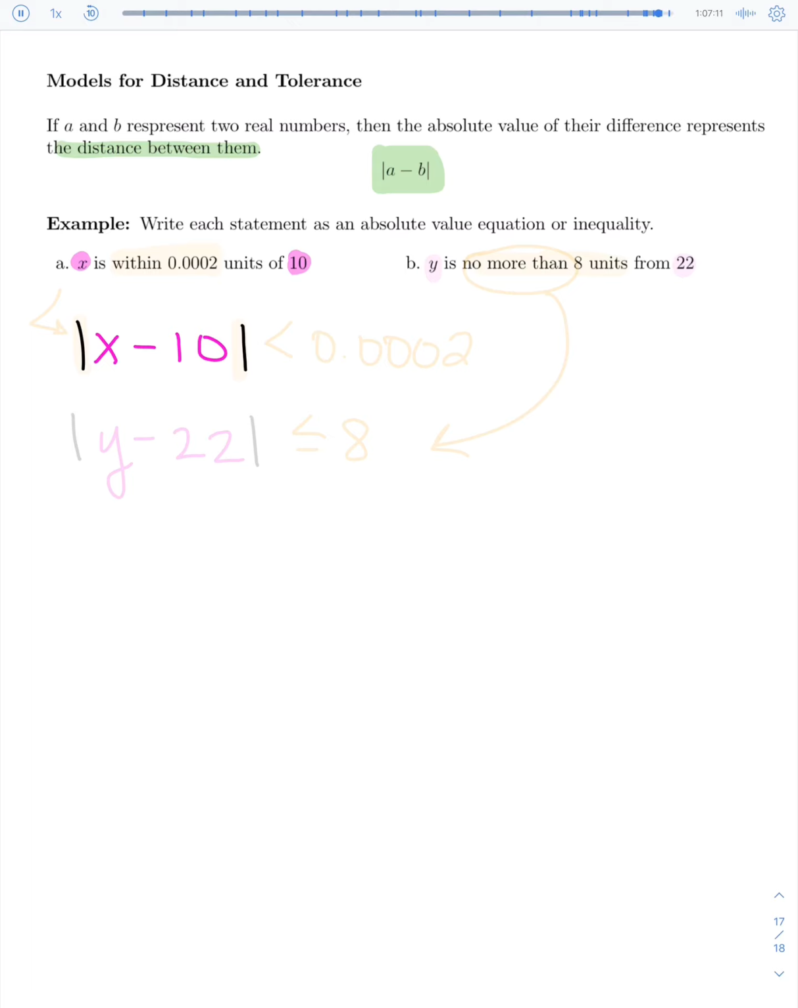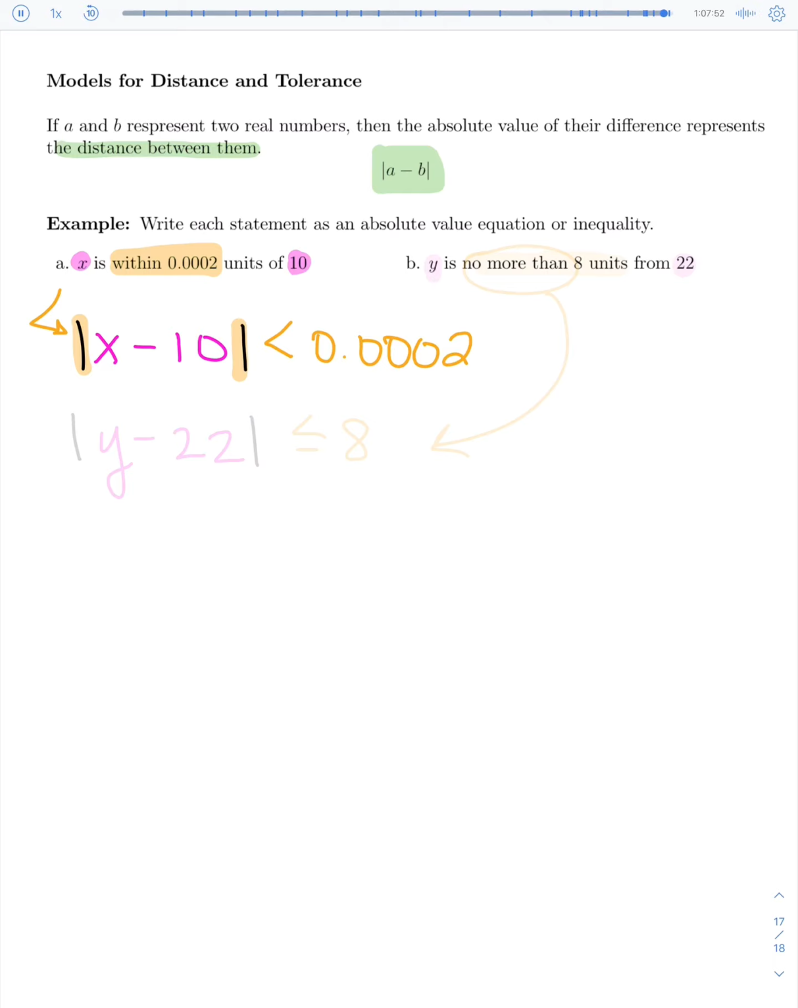What do I say about the distance between them? That it needs to be within 0.002 units. So that means this distance, this absolute value here, needs to be smaller than 0.002. So we'll go ahead and put our less than symbol, because we want to be within, or less than, 0.002 units, and that will be our answer for A.